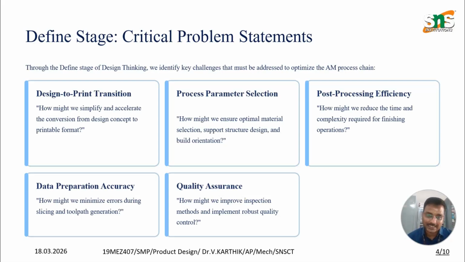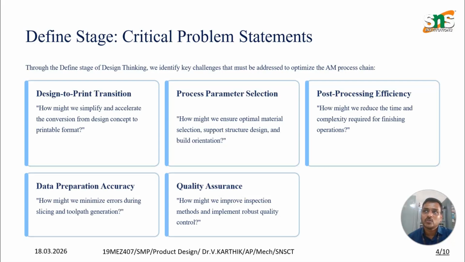And then process parameter selection: how might we ensure optimal material selection, support structure design and build orientation? While we go for smart manufacturing, the material to be selected is also important. And then the design, as I told in the first point, is one of the major things, and the step by step process, that is also orientation in the optimization technique, is very important. And then post processing efficiency: how might we reduce the time and complexity required for finishing operations?